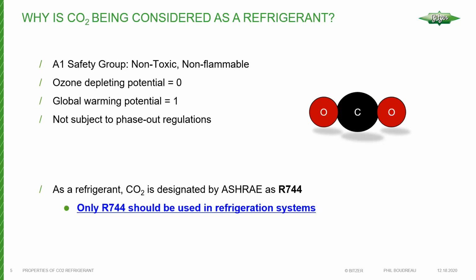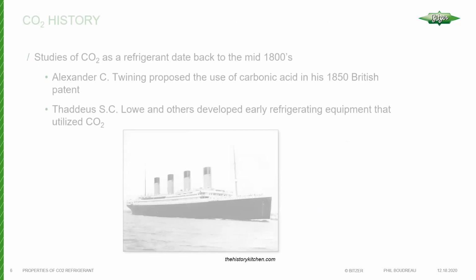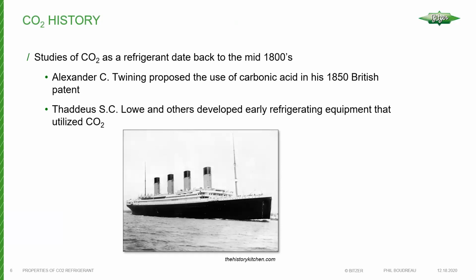But keep in mind, when we do talk about CO2, even though I'll refer to it as CO2, as most of us commonly do in the business, CO2 officially as a refrigerant is known as R744, and only R744 should be used in carbon dioxide type systems. So taking a brief look at some history here, some more history. Alexander Twining was a gentleman that proposed the use of carbonic acid in his 1850 British patent.